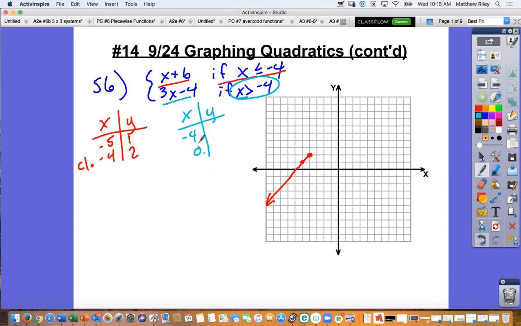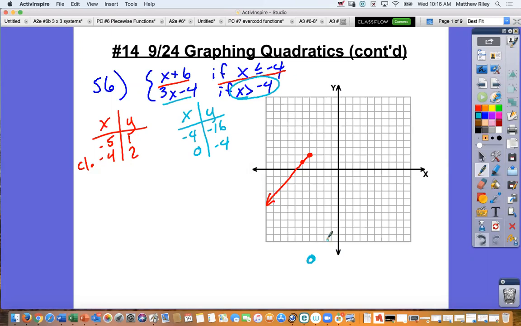But if I plug in -4, I get -12, minus 4 is -16. If I plug in 0, I get -4. So at -4, -16, which is way down here, and it should be open.